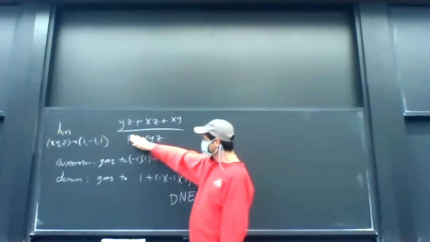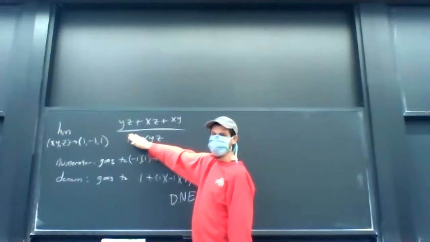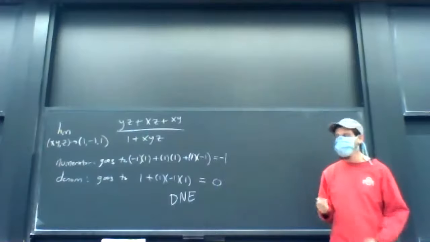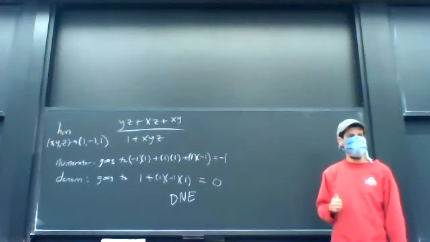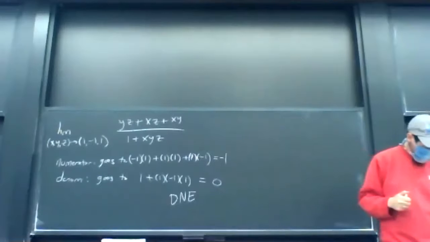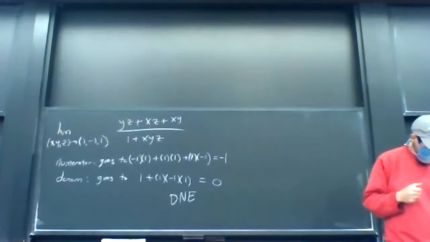What if I just had xyz in the bottom and not 1 plus xyz? Would the limit exist then? Yeah, then the denominator would be going to negative 1, the top would be going to negative 1, and so it would be going to 1. And so everything would be fine in that case. Okay, any questions about this?